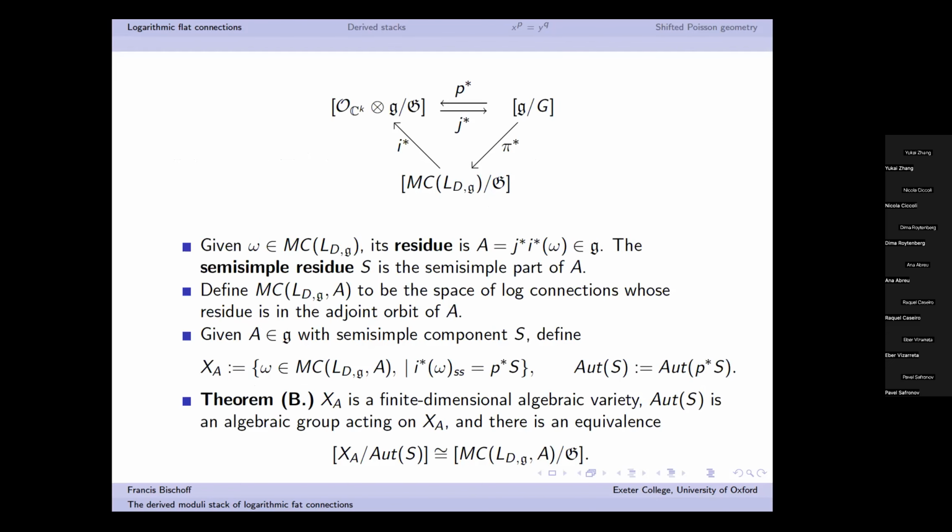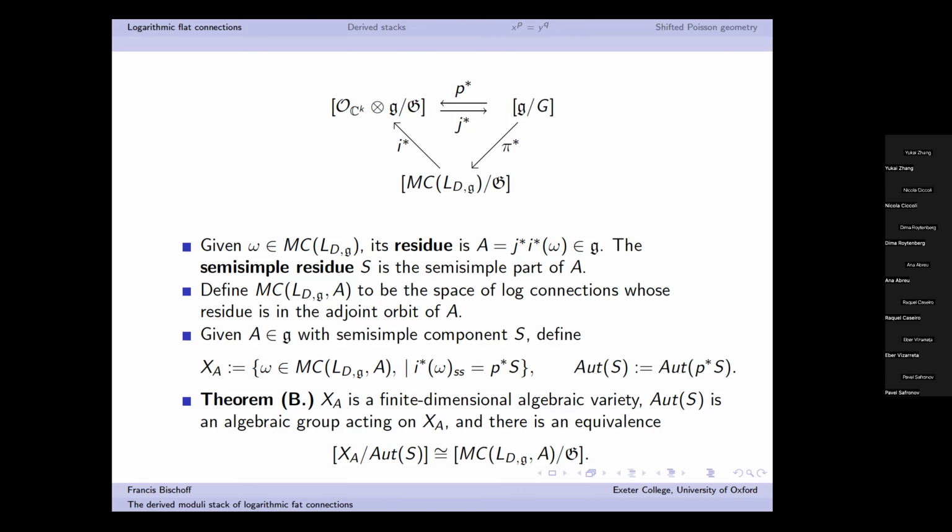Okay, so this will allow us to define the main definition that we want to use, what I'm calling the residue. If we take a logarithmic flat connection, omega, we can pull it back first by I and then by J, and that defines an element of the Lie algebra. That's what I'm calling the residue of the connection. We could also take the semi-simple part of it, and that's what I'm calling the semi-simple residue. This is the main invariant that I want to fix. So what I denote by MCLA is the space of logarithmic connections where the residue is in a fixed adjoint orbit. And this is something that I'm going to be doing for the remainder of the talk.